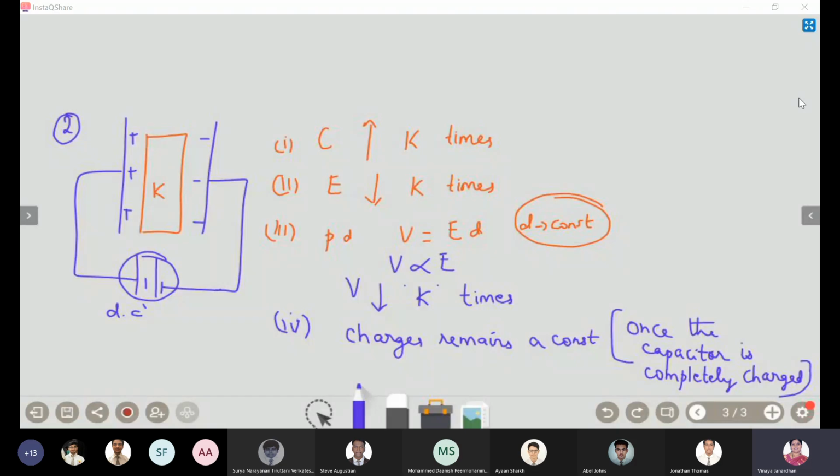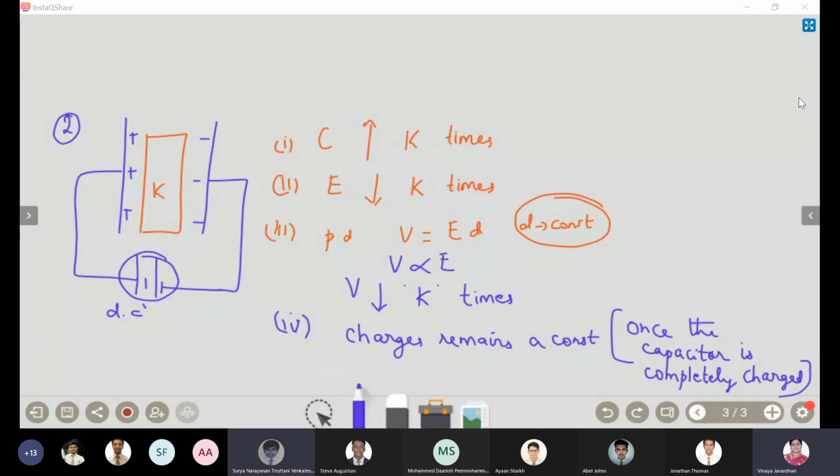Some of these questions might not be clear. That depends upon whether it is in the mode of charging or whether it is completely charged. There are two things which can happen over here. Because once it is charged, no more charges will flow through the circuit. It stops. That is why we said a capacitor blocks DC. It works only with AC.